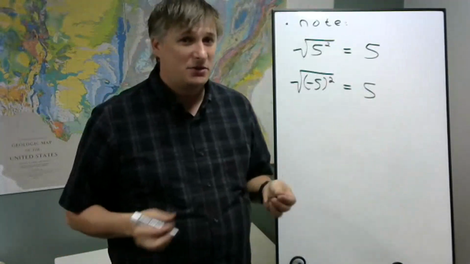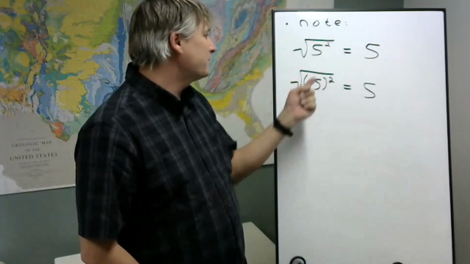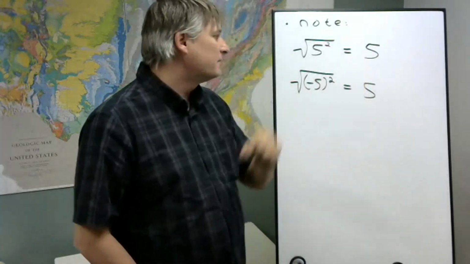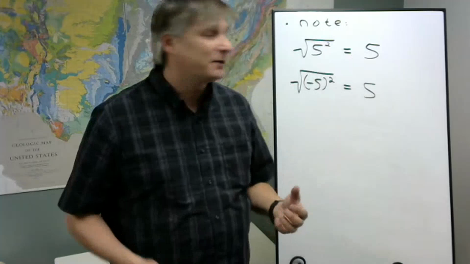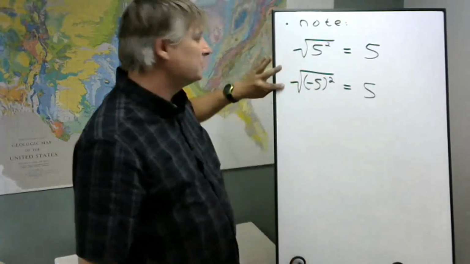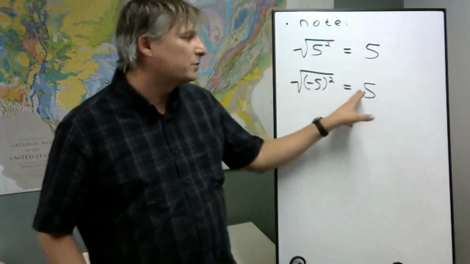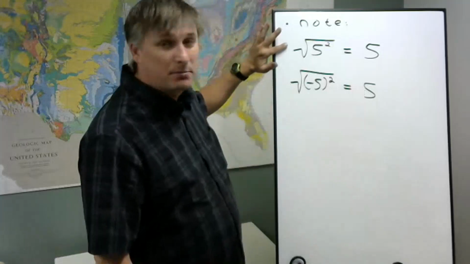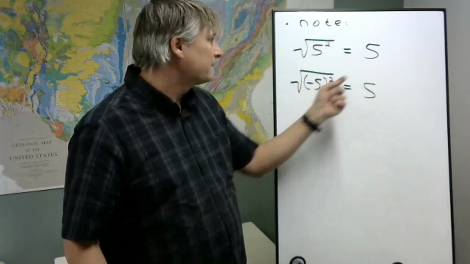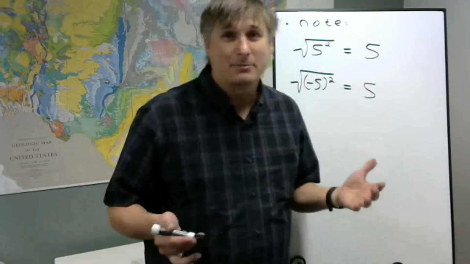So this is what we're going to get in general. If we take the positive square root of any real number, but square it first, we get the positive version back, no matter whether it is positive or negative, because we're insisting on the positive square root. Now, if we wanted the negative square root, then this would be negative 5. But if we insist on the positive square root, what goes on the inside, whether it's positive or negative, comes out positive. This is like absolute value.